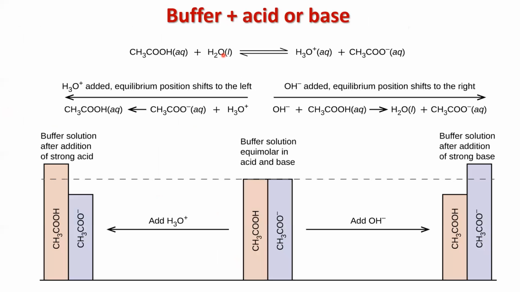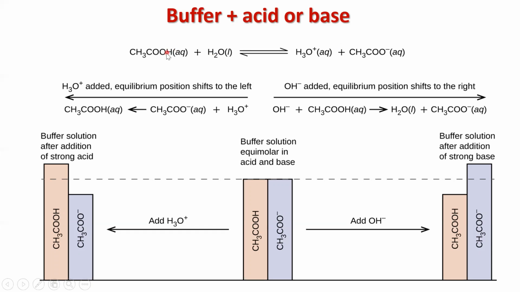All right. So we have a buffer solution, and let's say that this is our buffer solution here. We've got acetic acid reacting with water, producing hydronium ions and acetate ions. This is a buffer solution because it contains a weak conjugate acid-base pair. Well, we know by definition, buffers resist changes in pH when limited amounts of acid and base are added to them. Well, how does that happen?